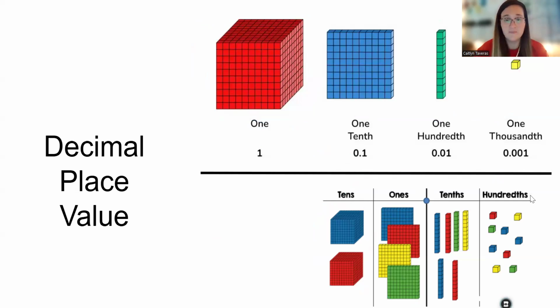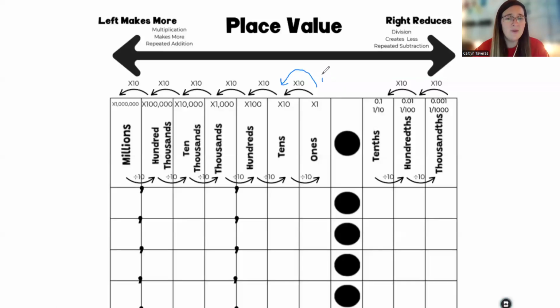Now, let me X out of my annotations. As you see, we have our place value chart. I'm so sorry, guys, I'm trying to click my annotation tool. As my number gets bigger, it's 10 times greater. If we go 2 places over, it's times 10 times 10, which is equal to 100, so it's 100 times greater. If we move 3 places over, it would be 1,000 times greater. So as we move to the left, it makes more. It represents our multiplication. It shows making more or repeated addition.